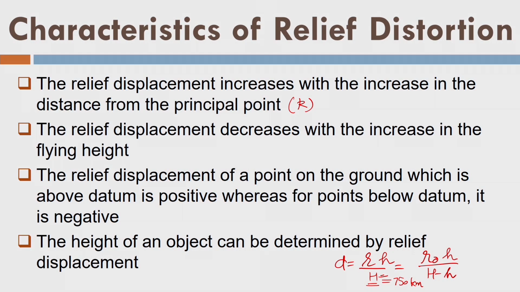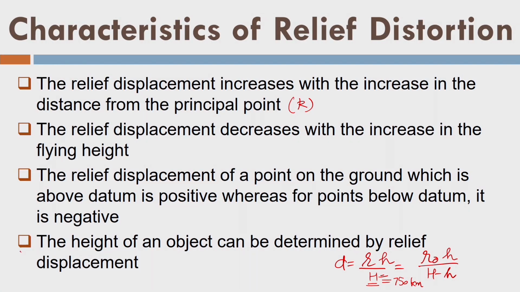The satellite images are the best source for planimetric mapping. That means I want to do the XY mapping, not the 3D mapping. Why do we prefer aerial photography or aerial photogrammetry compared to satellite photogrammetry? The satellite photogrammetry will give me minimum vertical exaggeration. As a result, I cannot create reliable 3D information maps using satellite photogrammetry.